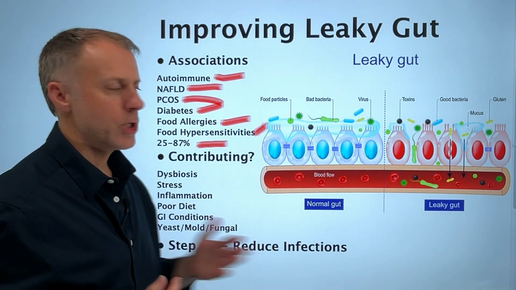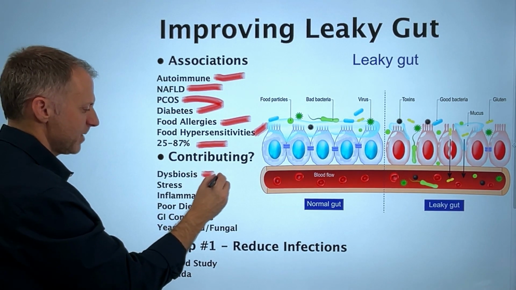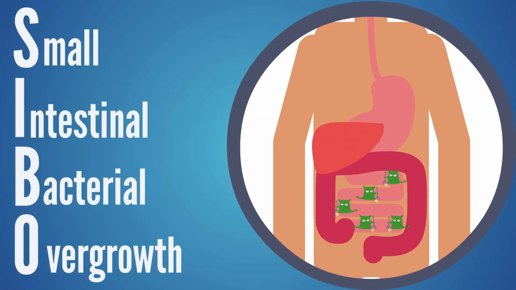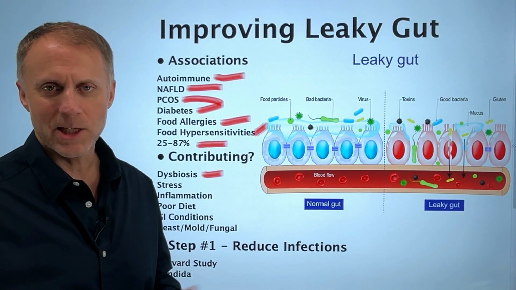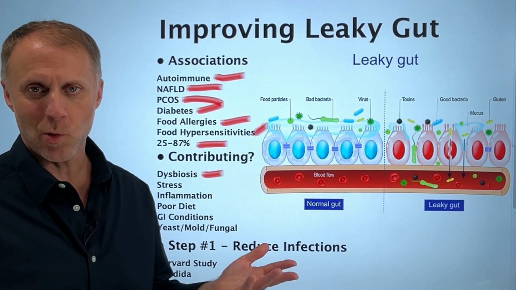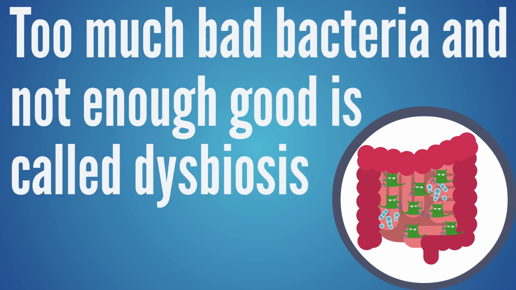And we see a lot of contributing factors like dysbiosis, maybe some kind of small intestinal bacterial overgrowth or some type of bacterial overgrowth in the stomach, and basically where this gut flora is not so great. There's a lot of bad guys, not so many good guys when we're looking at this dysbiosis.